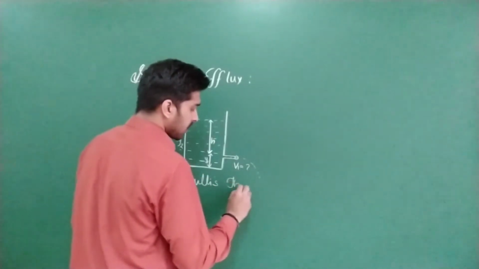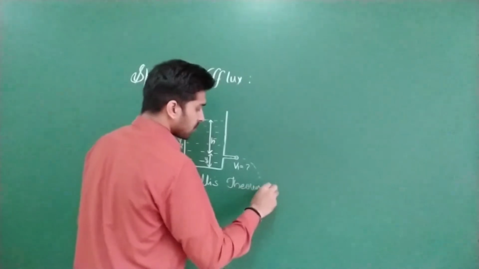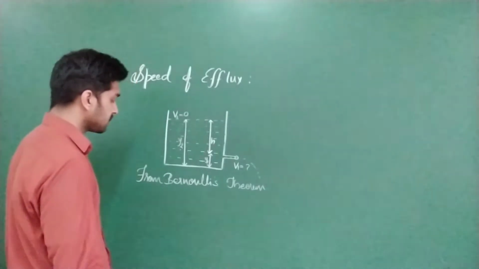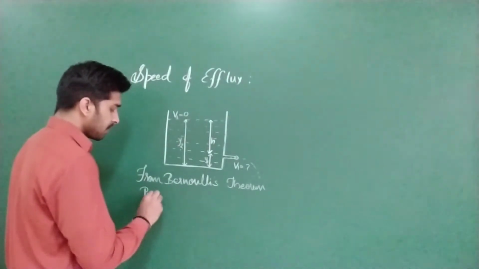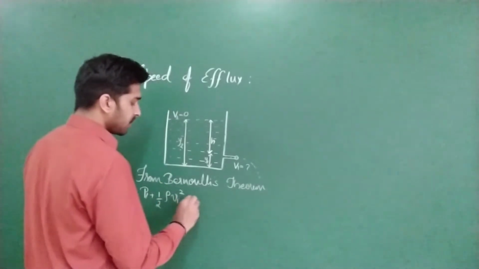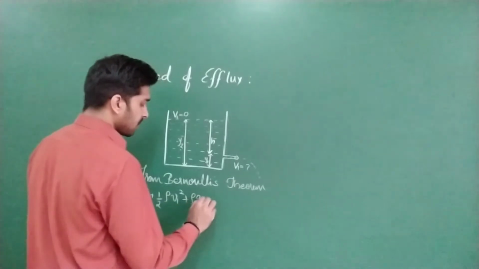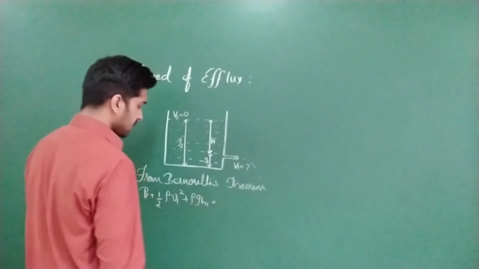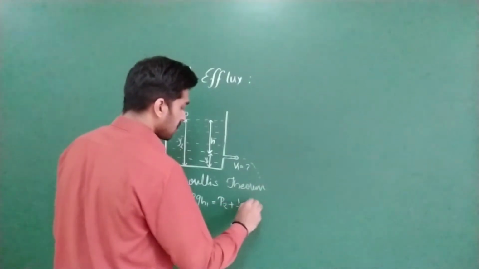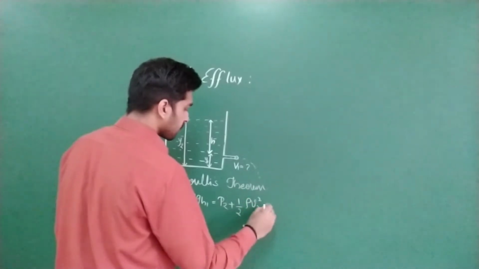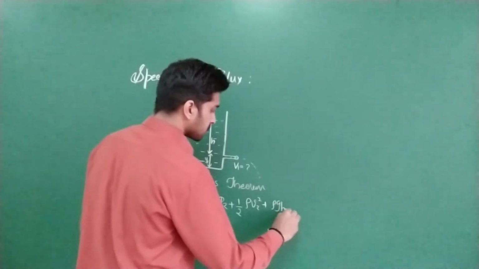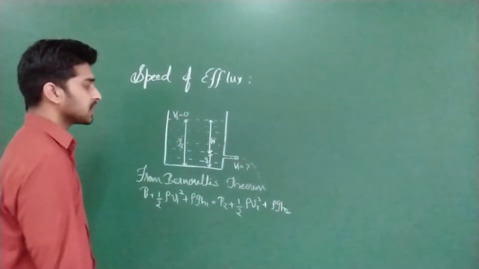Okay. So from Bernoulli's theorem, what we were having, the equation number A. So what was that equation? P1 plus half rho V1 square, correct no? Plus rho g h1 is equal to P2 plus half rho V2 square plus rho g h2.